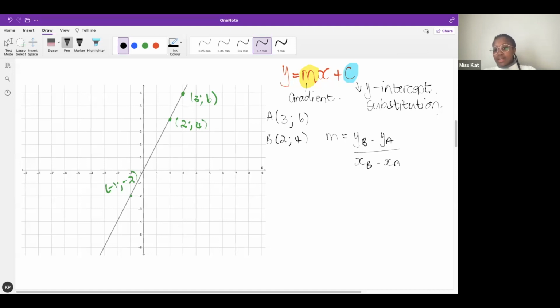the x at A. Tell me, guys, does it matter which order I have written these in? Does it matter? No, but if I've started with B in the numerator, check here, I have started with the coordinate B, then I have to start with B in the denominator.